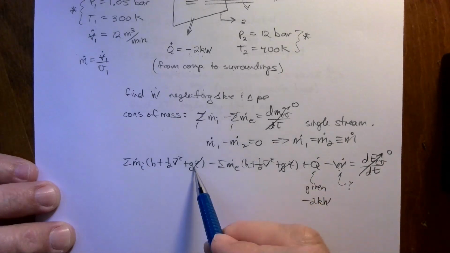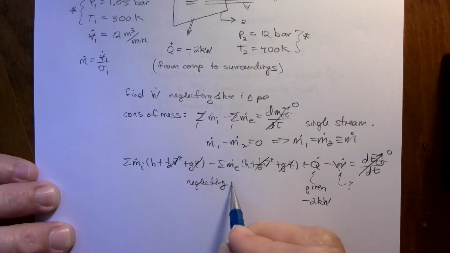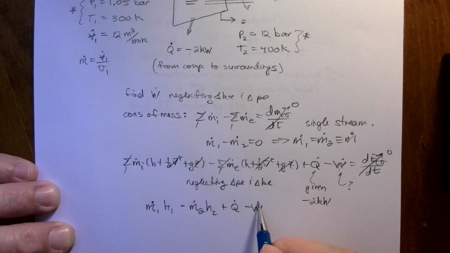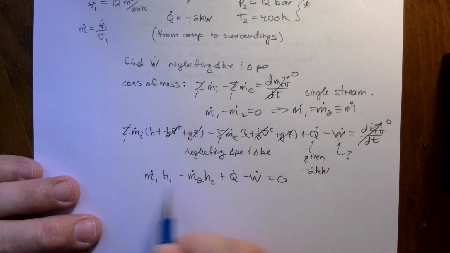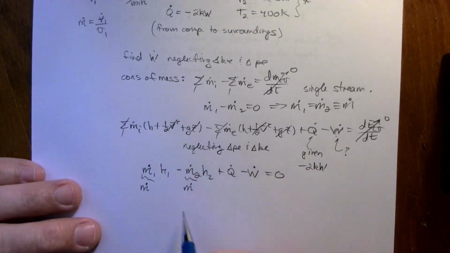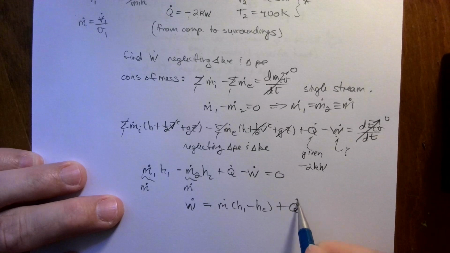We're going to neglect potential energy. It actually says neglect kinetic energy change as well. So we're neglecting delta potential energy and delta kinetic energy. Single stream, 1 inlet and 1 exit, so those are the same m dots. So we're left with m dot 1 h1 minus m dot 2 h2, and I'm going to go ahead and leave it as Q for now, plus Q minus W dot equals 0. And these two are the same m dot. So let's solve this for W dot is equal to m dot times (h1 minus h2) plus the heat transfer.